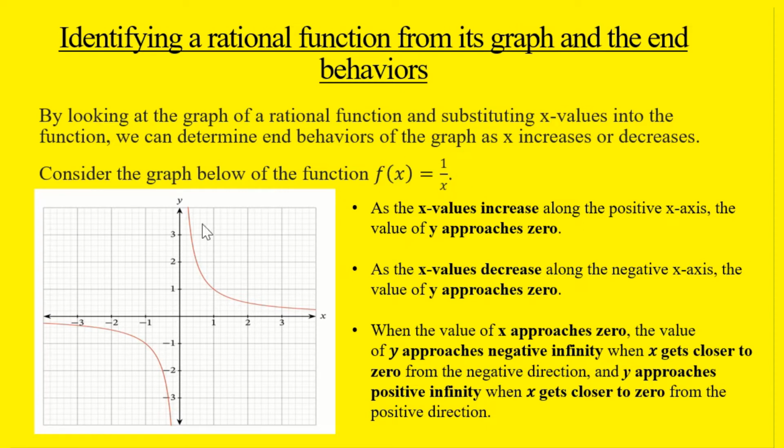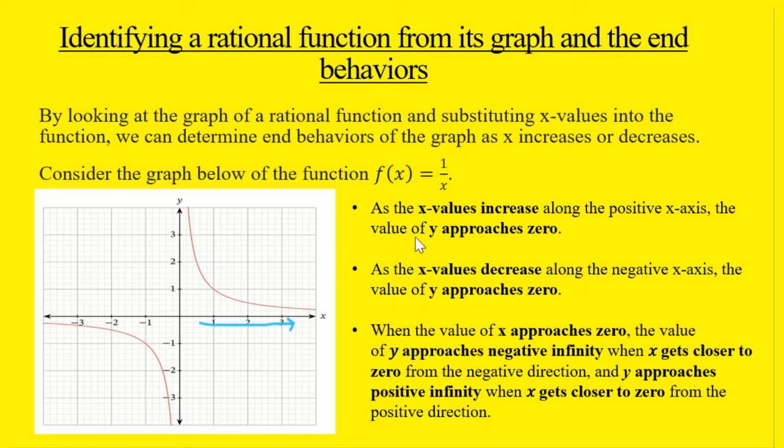So this would be the graph of that function, and just simply looking at this graph and deciding what's happening with the x value, that lets us know what's happening with the value of y. So the end behaviors of the function can be determined this way. So first we can say as the value of x is increasing along the positive x-axis. So here we are increasing, the value of x is getting larger and larger.